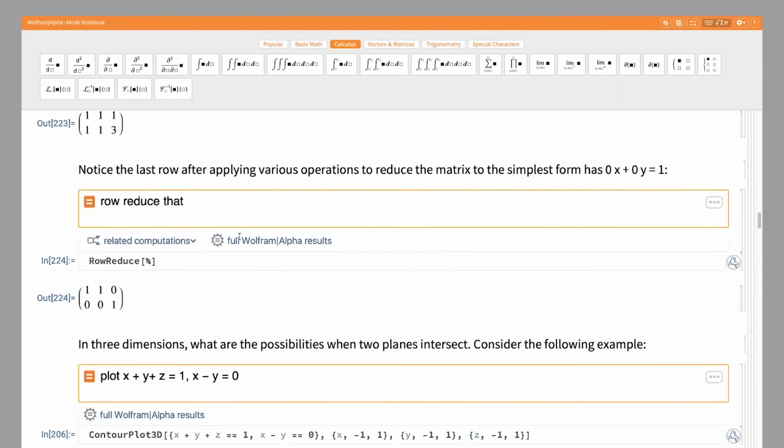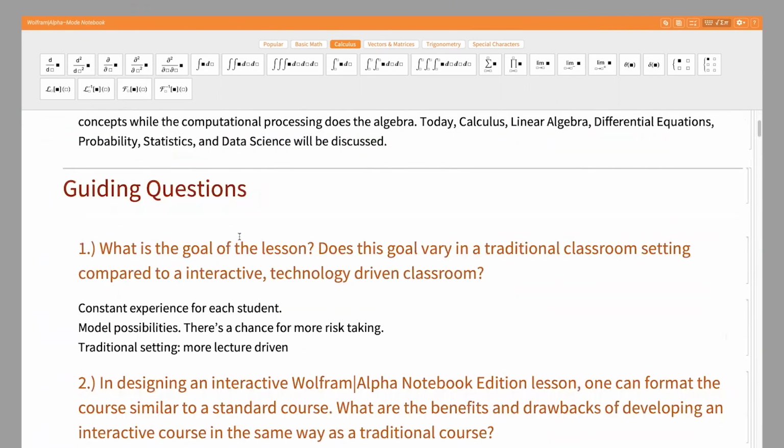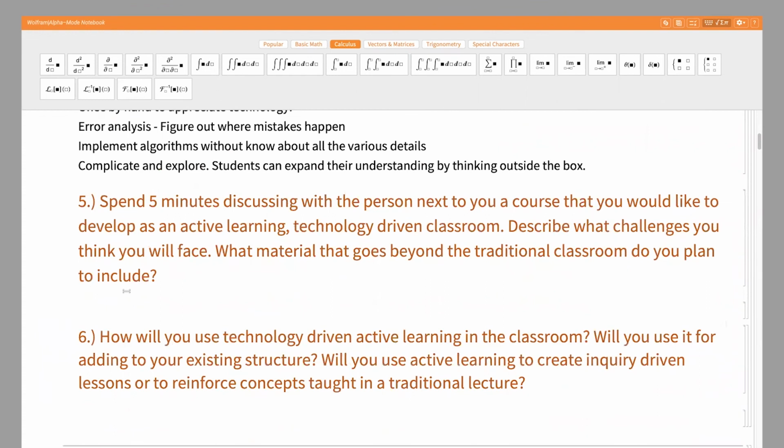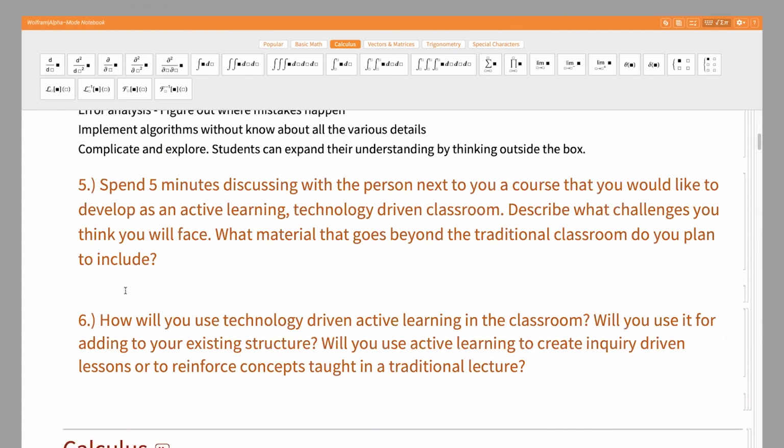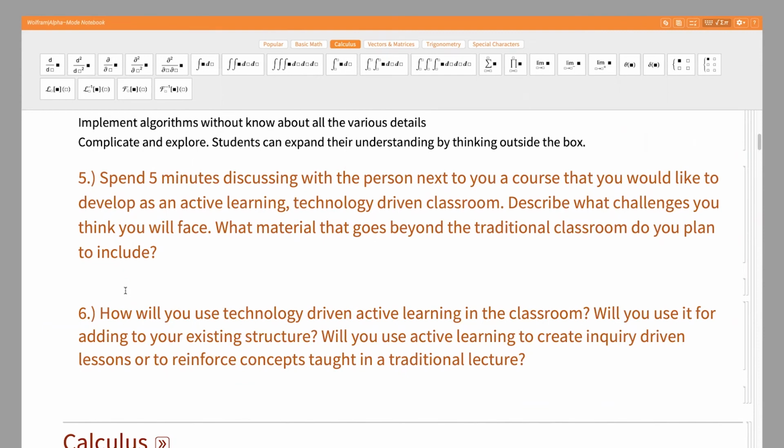I have another question for everyone here. Now that we've seen some examples of this, I want to ask you to spend, say, 3 to 5 minutes thinking about what challenges you think you would encounter in developing your own technology-driven classroom. Feel free to discuss with someone next to you. I want you to think about what challenges you might face, and then some ideas that you have for a technology-driven classroom.